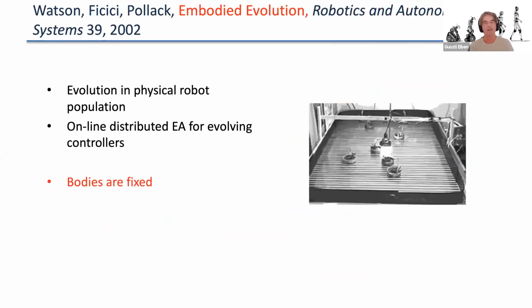The notion of embodied evolution is unfortunately taken by Richard Watson and his colleagues, who used it for evolving only the brains in a population of robots that have fixed bodies. That was a very nice piece of work, but you could say that evolution was purely digital because it was all about the software driving the robots and not about the hardware part.